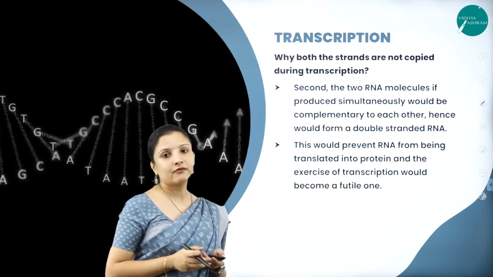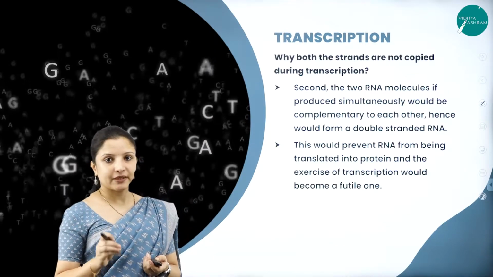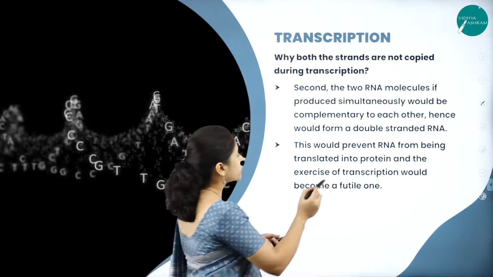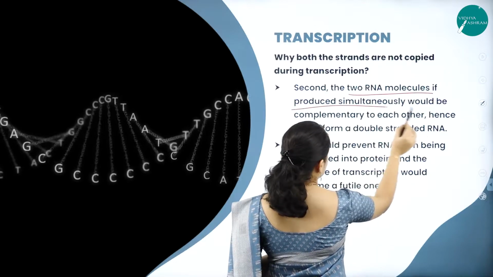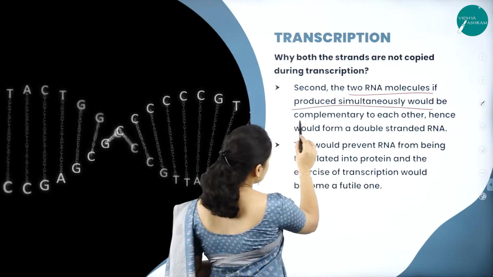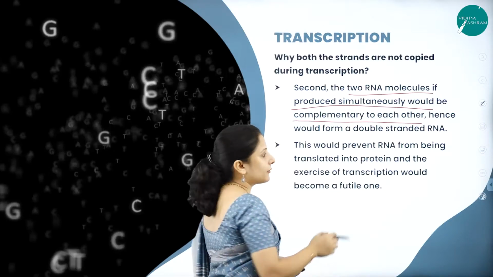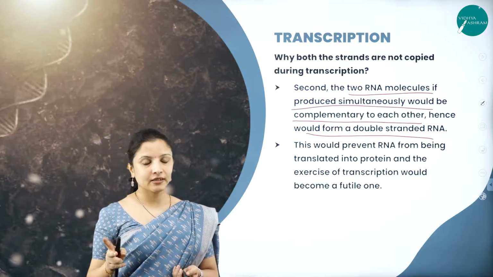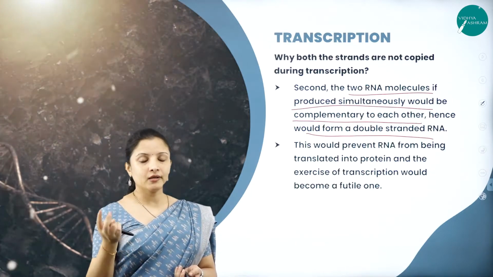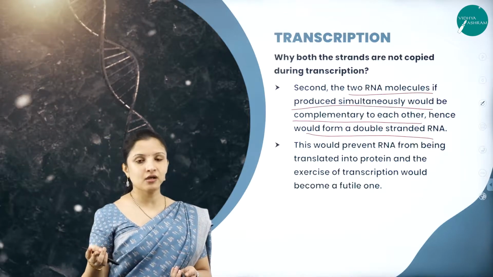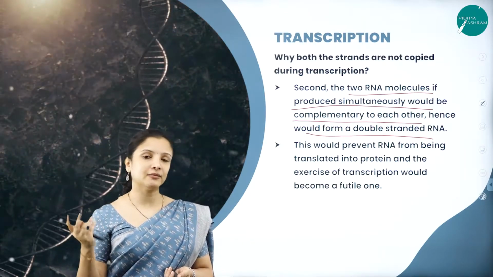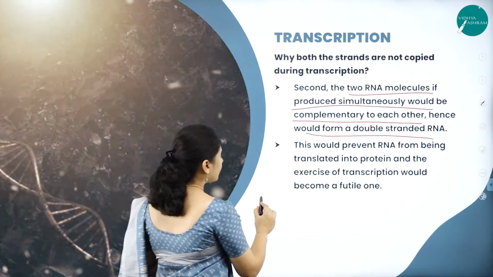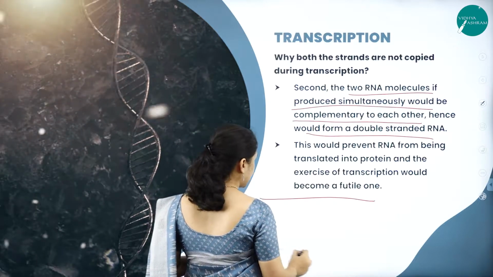So next point, why only one strand participates in the transcription process? The second point is that if two RNA molecules are produced simultaneously, they would be complementary to each other. Hence, they would form a double strand. Now here, DNA strands are double-stranded. They form a helical structure. Why? Because they are complementary to each other, and that polarity makes them form a helical structure, that is, they will coil up.